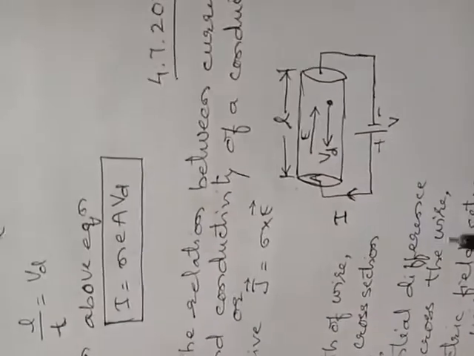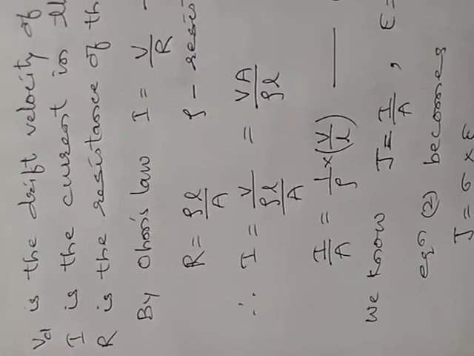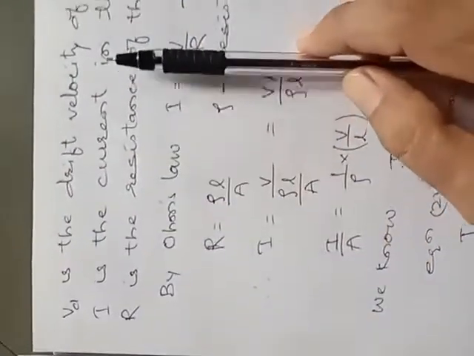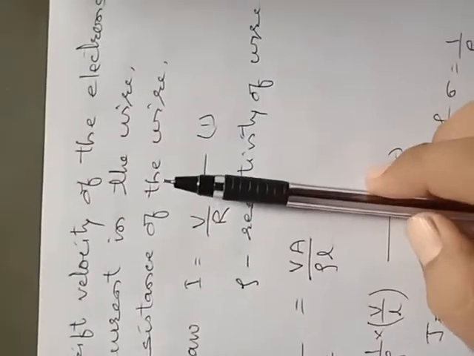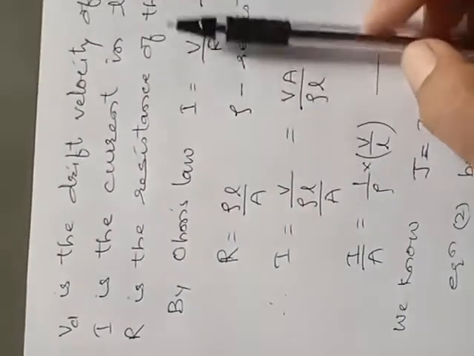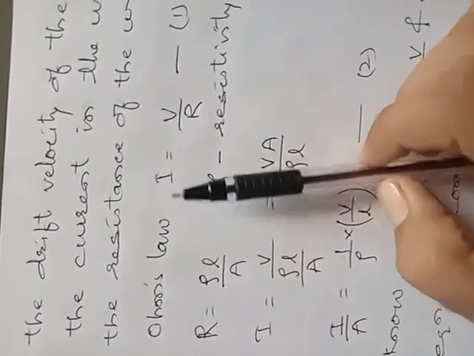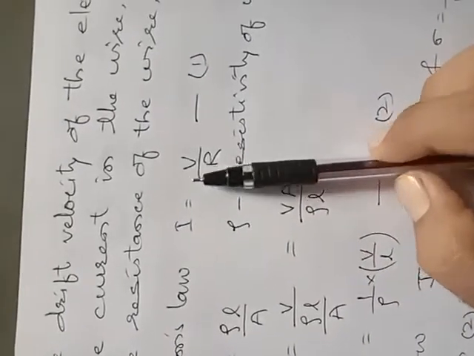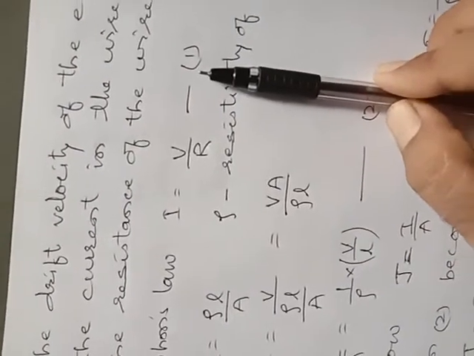Now next, what is next? VD. So next you have to write VD. VD is the drift velocity of the electrons. I is the current flowing in the wire. R is the resistance of the wire. So by Ohm's law we know V is equal to IR, so I is equal to V by R. So current is equal to potential difference by R. Give this equation number 1.